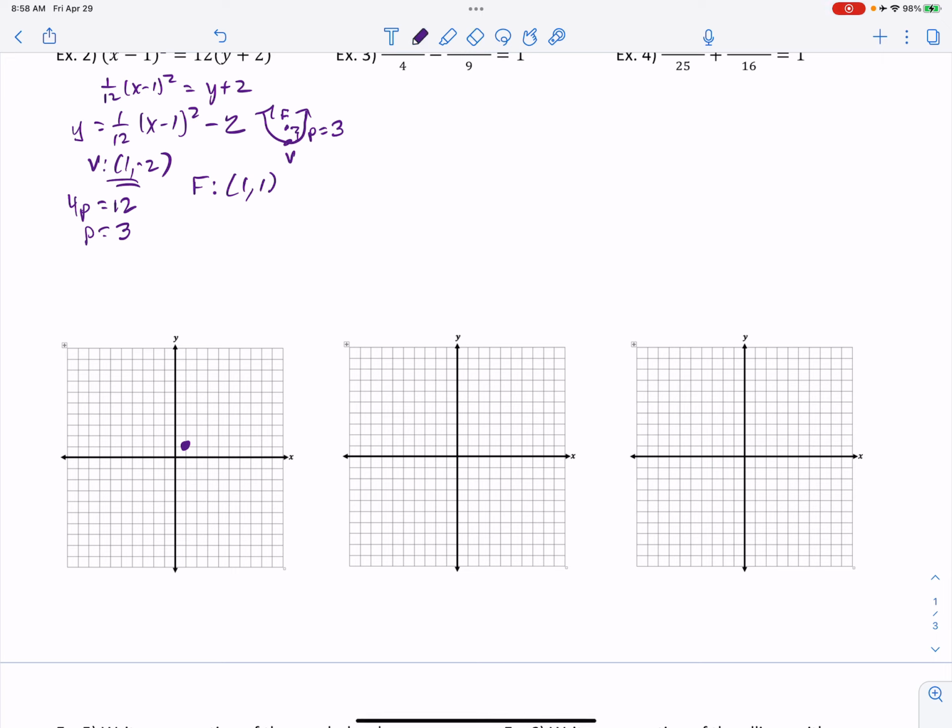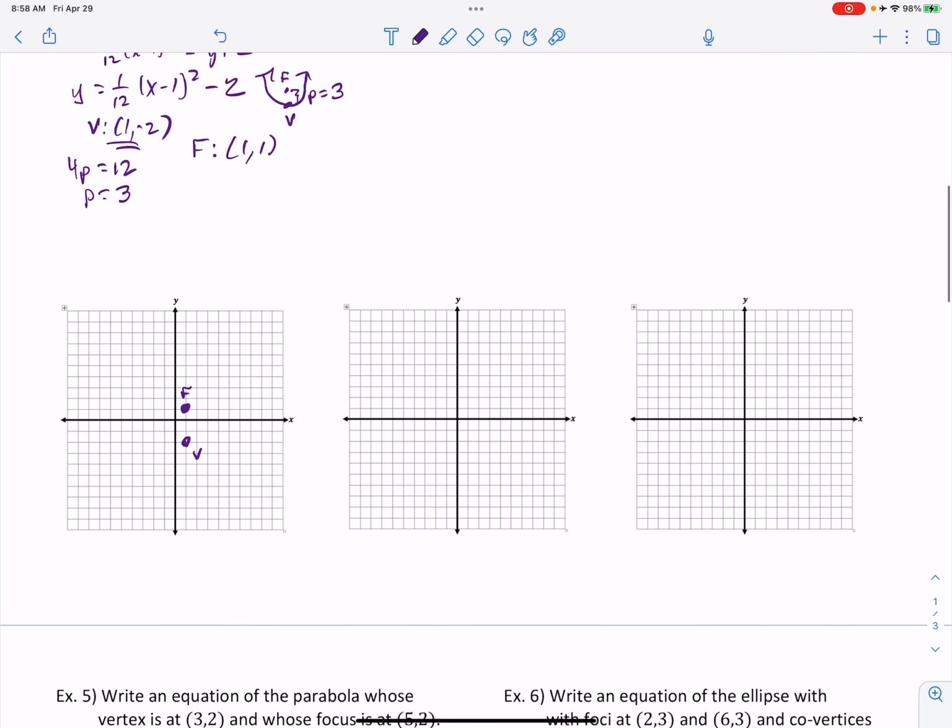And so here is my focus, here is my vertex. P units on the other side is your directrix, and you're going to have a horizontal directrix. So if I go 3 units down on the other side, which since the vertex is already down 2, the directrix is going to be down 3 more than that. So down at -5, we have our directrix at y equals -5.